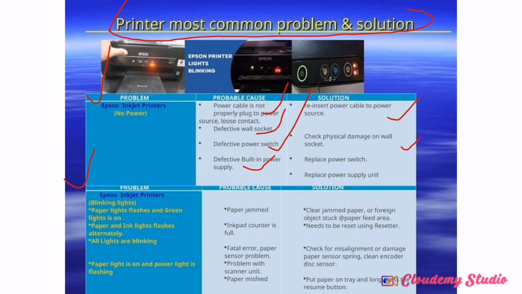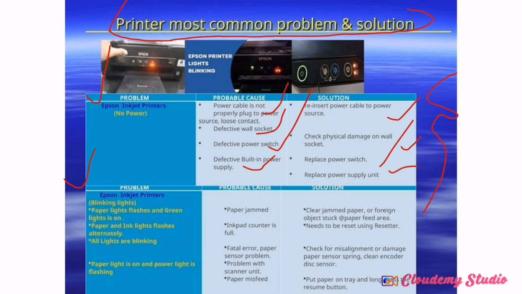Then check physical damage on the wall socket, that is for a defective power switch. Then for a defective built-in power supply, replace the power switch. Okay, then replace the power supply unit if the problem is with the power. These are the things that you need to do, or the solutions and the causes of the problems.